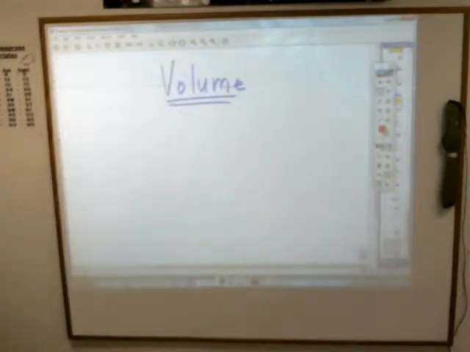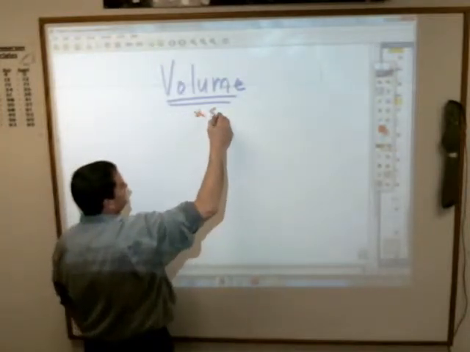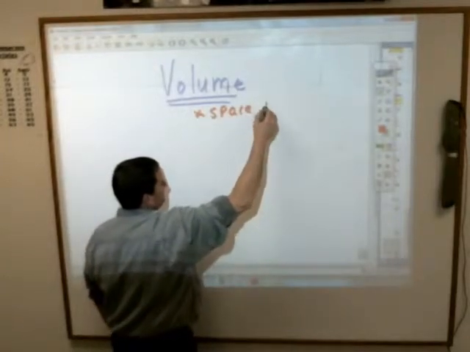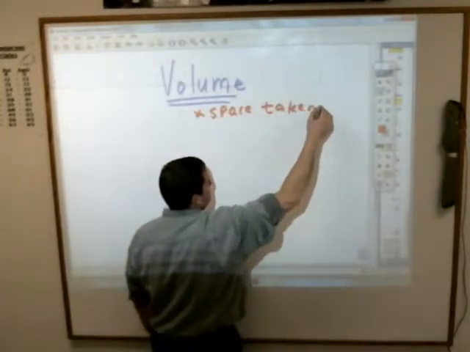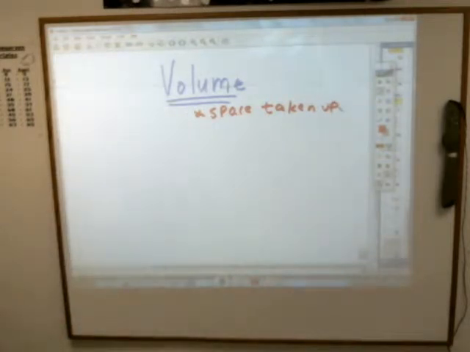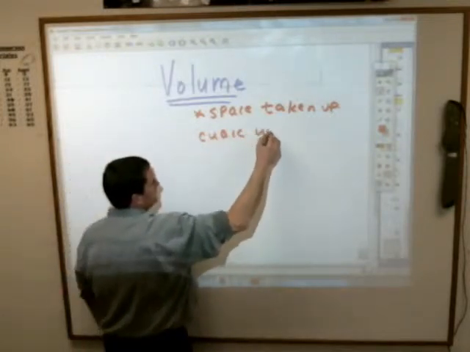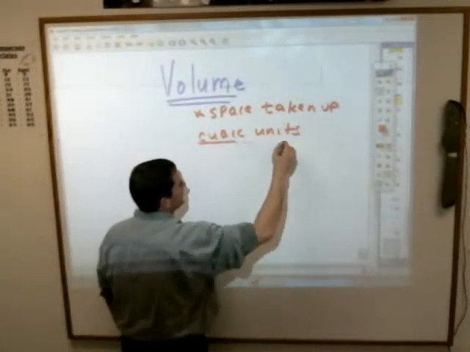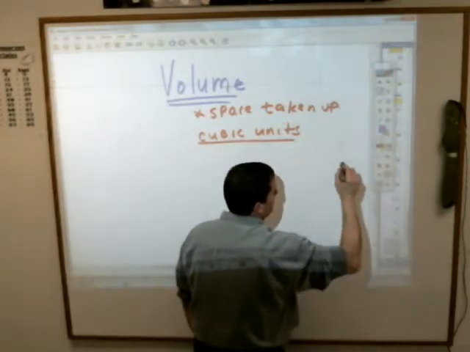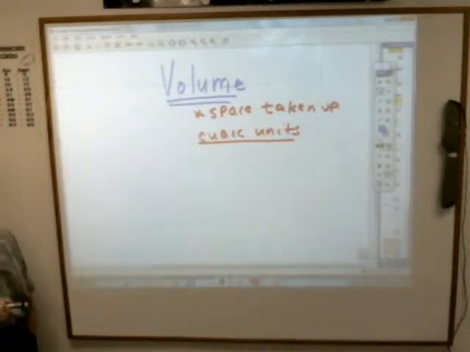When you talk about volume in math, you're talking about how much space something takes up. And the way that we tell somebody how much space something takes up is we use what's called cubic units. And cubic units are all relative to what type of cube you're talking about.